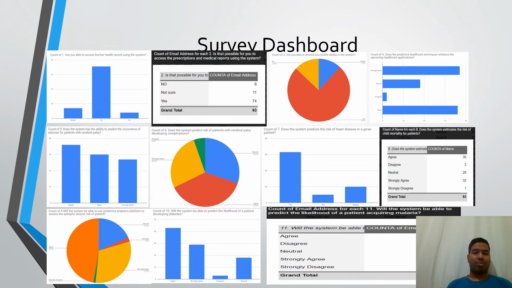This is the survey dashboard and survey questions. Like I said, every user has different ideas about what they're going to do. Based on the survey questions, we got this result outcome. Around 103 total users answered these survey questions. Each question had different answers, like agree, disagree, neutral, strongly agree, and strongly disagree.